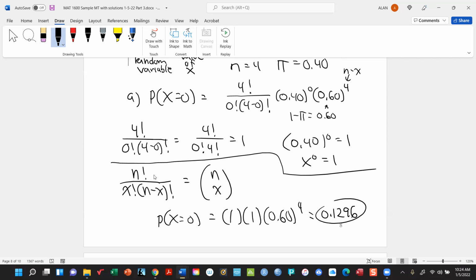Okay, so in other words, when you go back to the original equation, this is 1 and this is 1. What remains for us to calculate is the last part, 0.6 to the 4th power. So that was pretty straightforward.